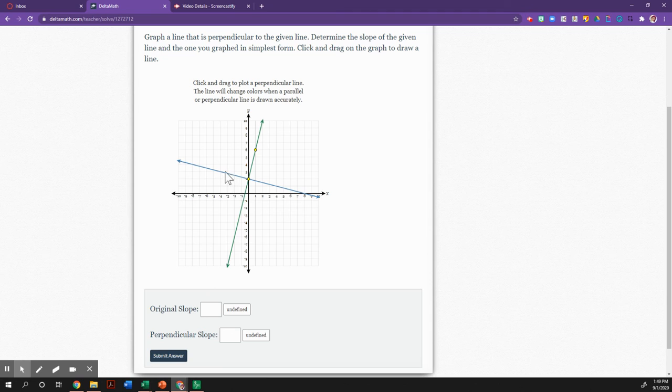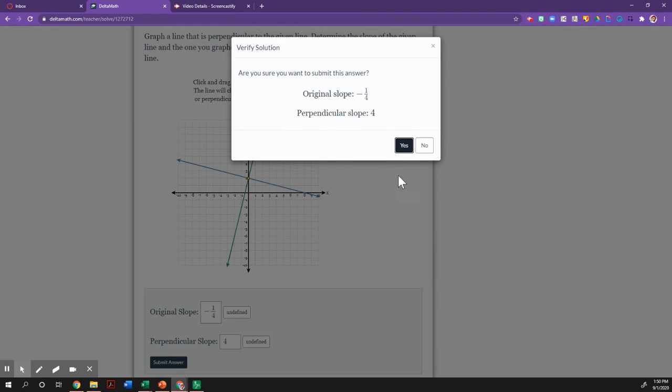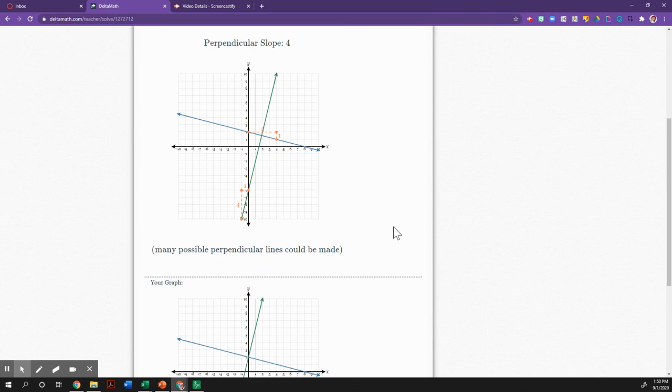My original slope. So if I'm here, I've got to get to this point right here. Actually, if I'm here, there's a point. That's a good one. Down 1 over 4. So down 1, left 4. So that's negative 1/4, because I go down 1, right 4. That means my perpendicular slope, if I take the opposite, it'll be positive, and the reciprocal, which is 4. Submit my answer. We're good.